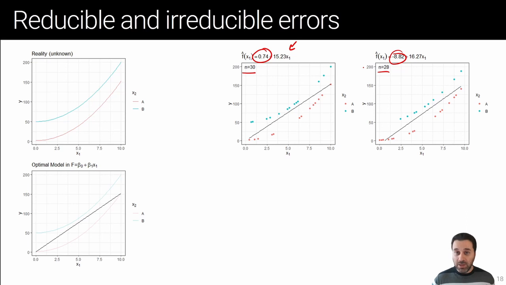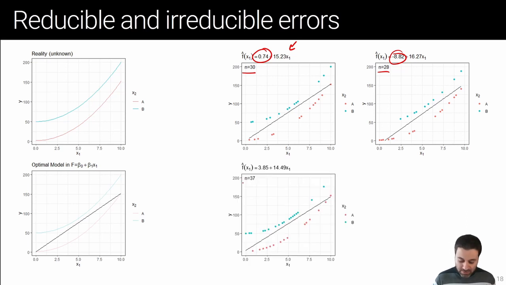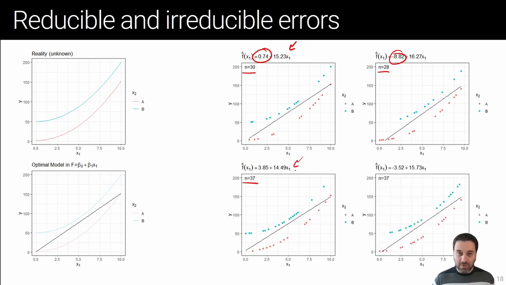Anyway, let's say we replicate again and we have a different 37 observations. They look something like that. This is our model. And we have a fourth data set. We have 37 observations again, but the model is again slightly different. So what's going on? Why do we have all these different models? Well, you guessed it, it's because we have different data.